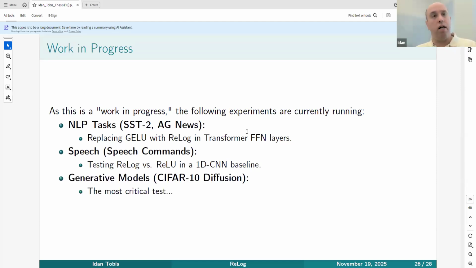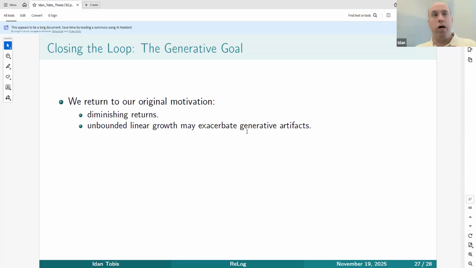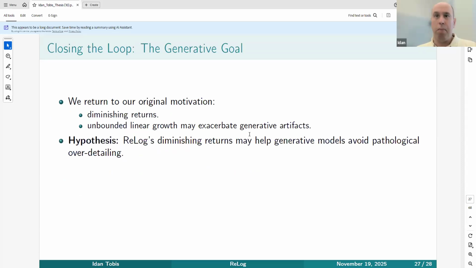And then the critical test is to use diffusion to replace the standard ReLU or swish with ReLog and see if we can reduce the number of artifacts in generative tasks like diffusion. Okay, so this would close the loop, because this would prove or disprove the theory that diminishing returns will solve the problem of generative artifacts as we know them, such as extra fingers, extra hands, and extra information in the background.